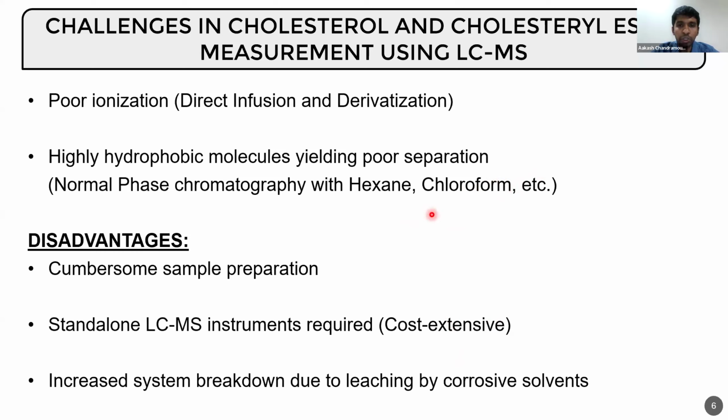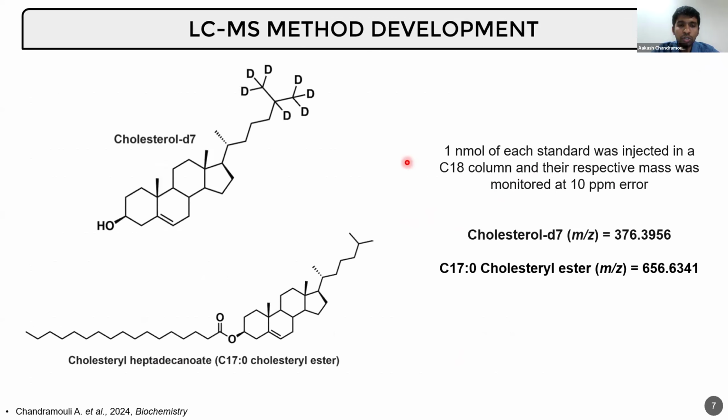We wanted to measure cholesterol and cholesterol esters. For this, we use two different standards which are commercially available. The first one is a deuterated form of cholesterol known as cholesterol D7, and the second one is cholesterol heptadecanoate, which is a 17-chain fatty acid containing cholesterol ester.